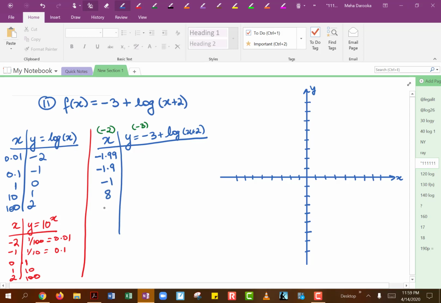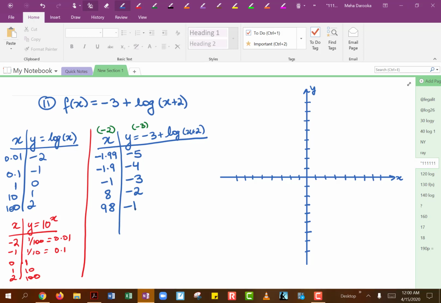And then on our log of x function, from all of these y values, we will be subtracting 3. So you're going to do negative 2 minus 3, which will give us negative 5. Negative 1 minus 3 will be negative 4. 0 minus 3 is negative 3. 1 minus 3 is negative 2. And then, of course, 2 minus 3 is negative 1. Okay, so this is how you actually come up with the table for our transformation function.